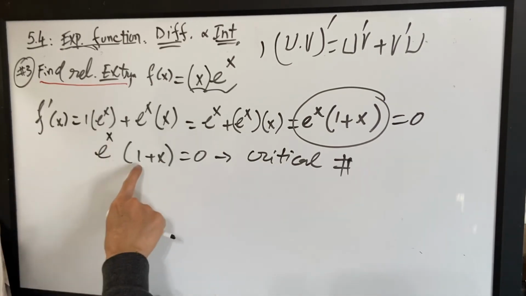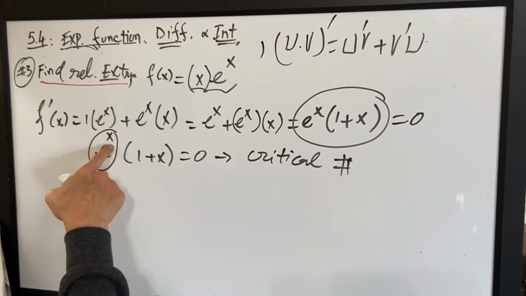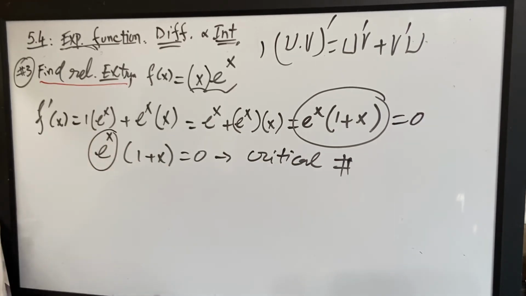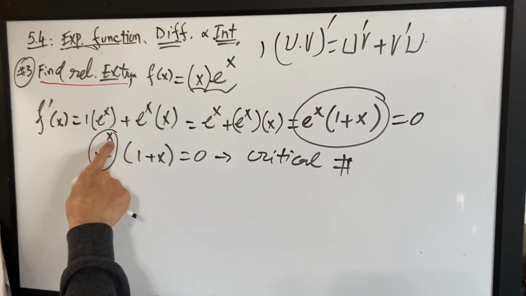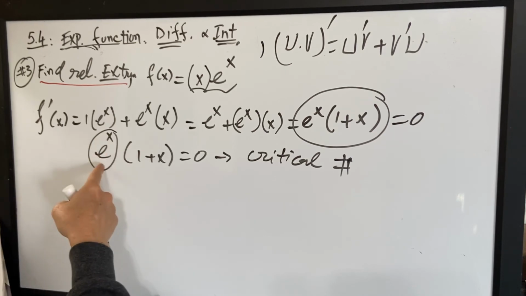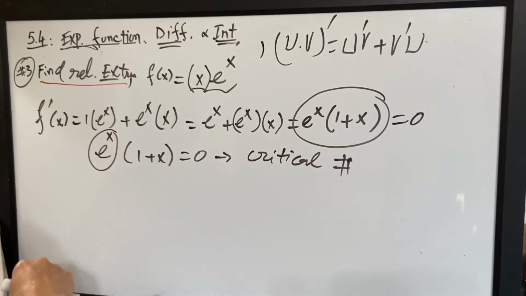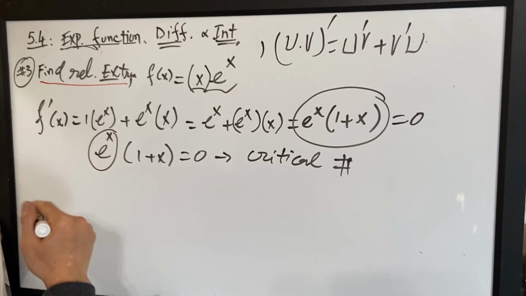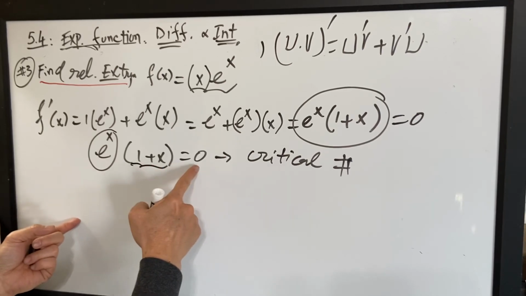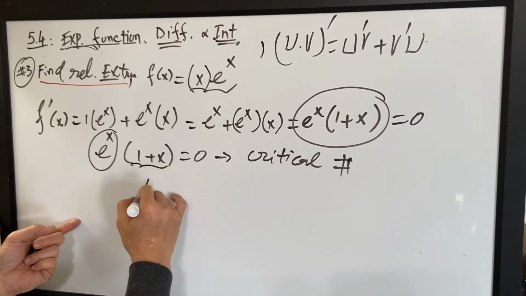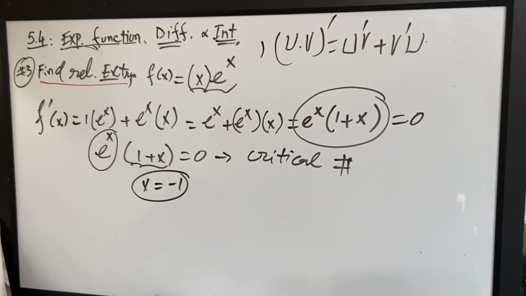Since we have e to the x times (1 plus x), can you find any value that makes e to the x equal to 0? Good luck with that. Nope. You cannot find any x that makes e to the x equal 0. You can get close to 0, but not 0. So the only thing left to make the function equal 0 is x equals negative 1.